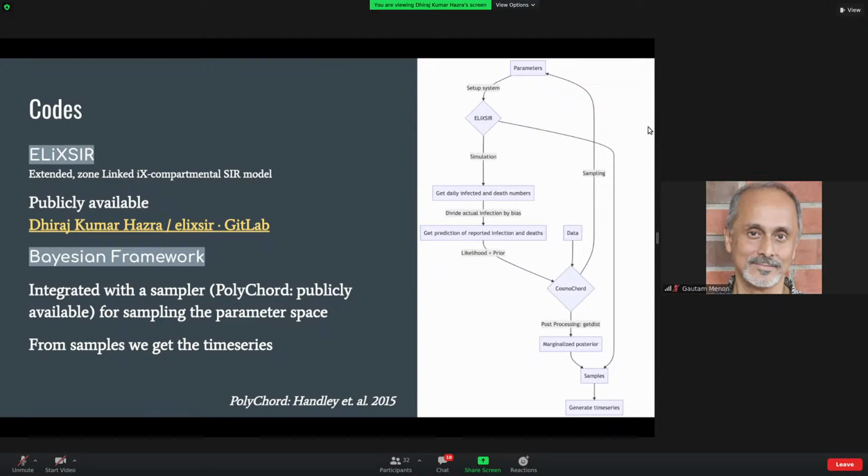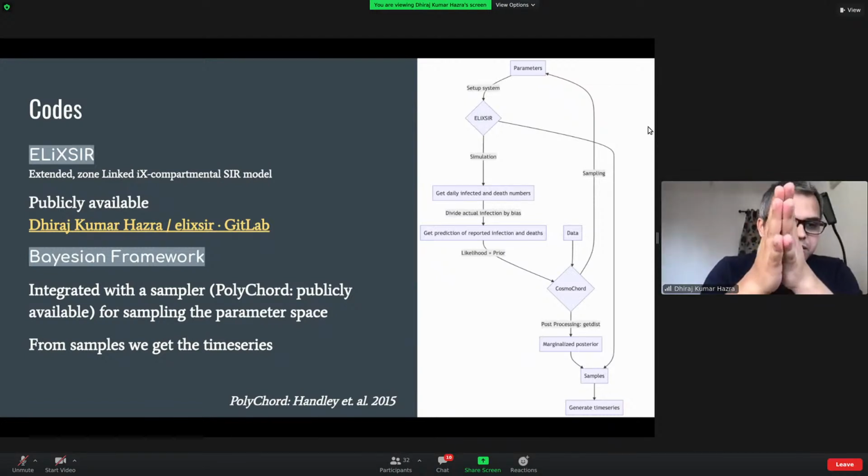3 minutes more. Okay. So we have developed this code called Elixir, extended SEIR, a nine-compartmental SIR model. It is freely and publicly available in this GitLab repository. We have integrated it with a Bayesian framework with a sampler. This PolyChord sampler is used for heavy-lifting Bayesian analysis in cosmology. Using that, we sample the whole parameter space, and from the parameter space, we get the time series.